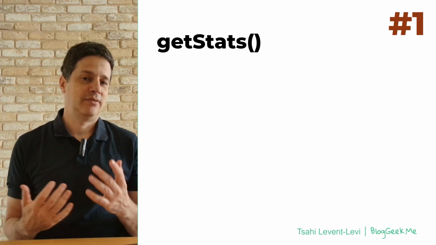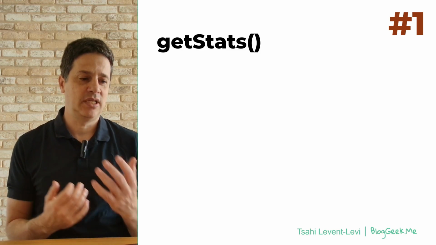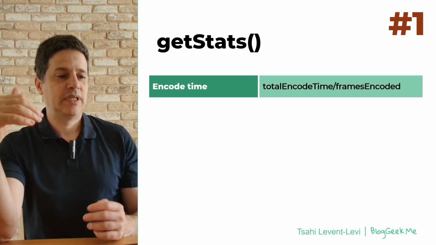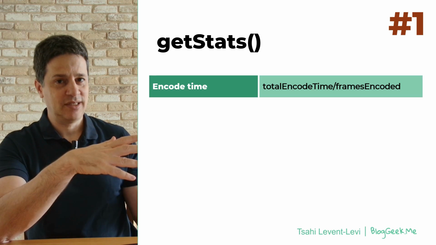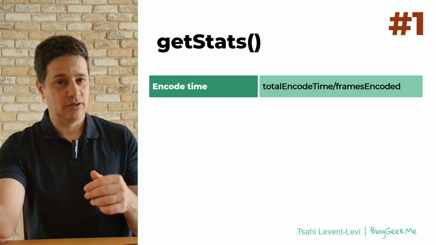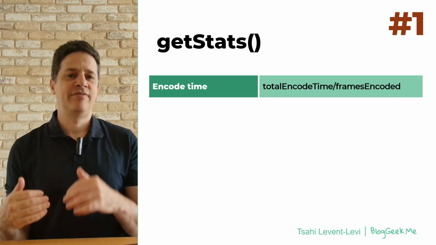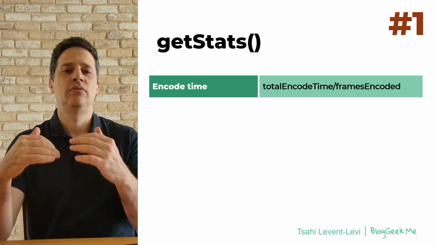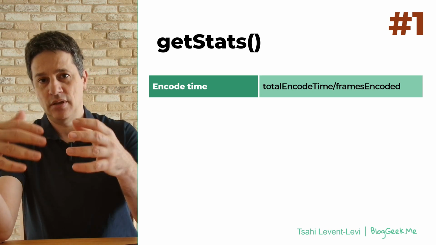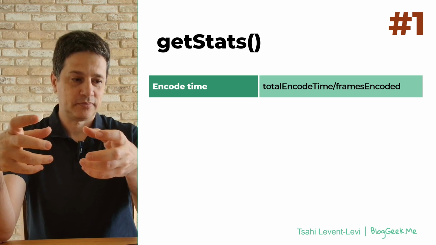So we need to estimate. How do we make that estimation? Well, we can check the encode time per frame. We take the total encode time from getStats, and then divide that by the frames encoded, and then we reach the average time that it takes to encode each frame. We can do that second by second, for example, and get the numbers that we need.